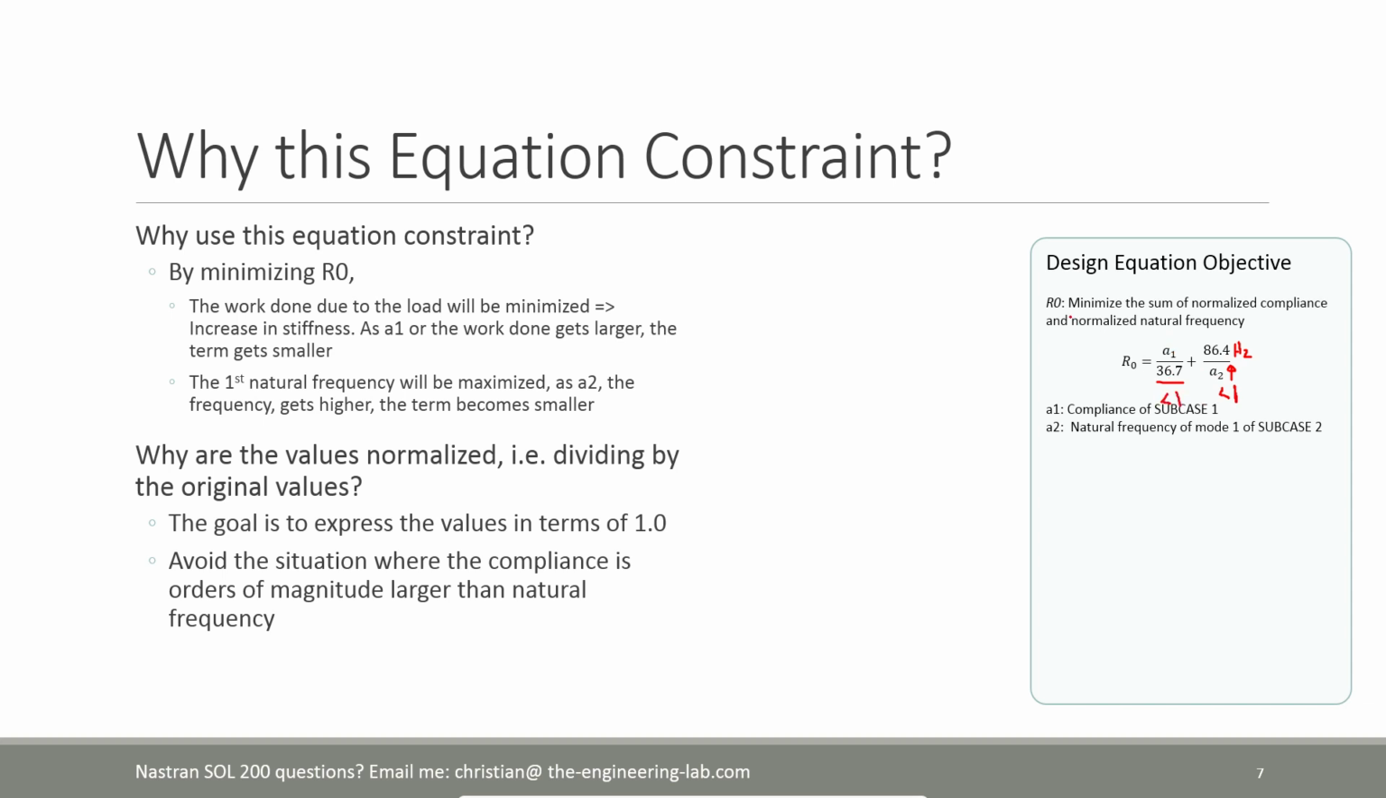And remember, since we are trying to minimize this entire expression, we want both this component of the expression and this component of the expression to be less than 1, and we also want these two components to be minimized. So again, if we can decrease the compliance and if we can increase our first natural frequency, we are going to be minimizing this objective equation, if you will.